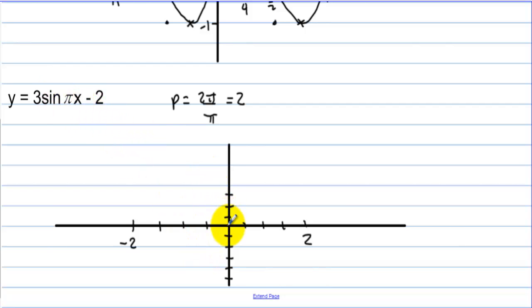Sine starts at 0, so we start at 0. We would go up to 3, back to 0, down to negative 3, and back to 0. So negative 3, 0, 3, and 0. But everybody's being pushed down 2. So the new midline is down at negative 2.